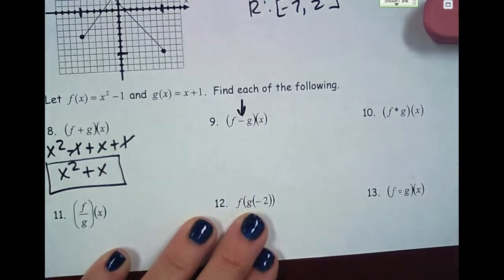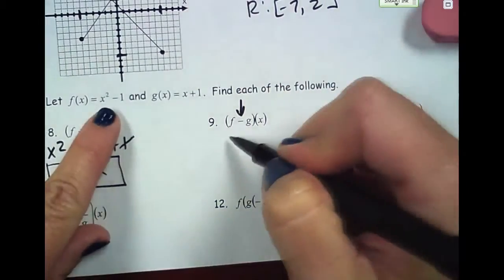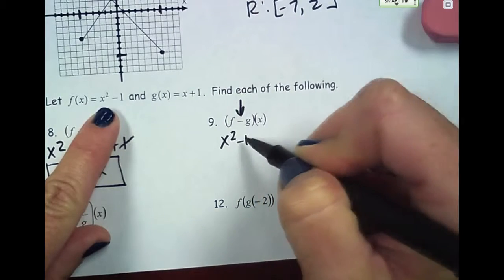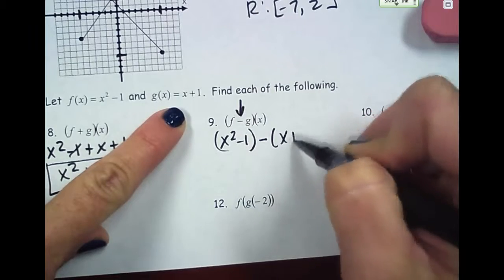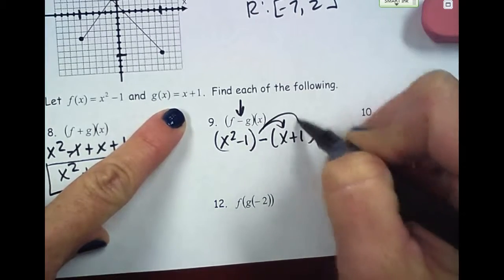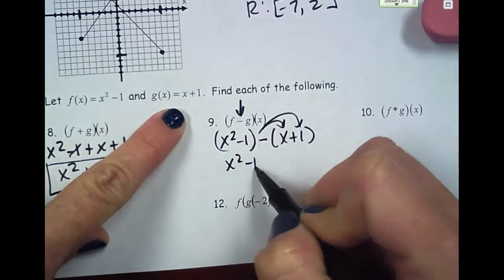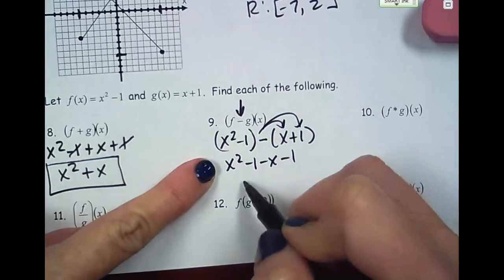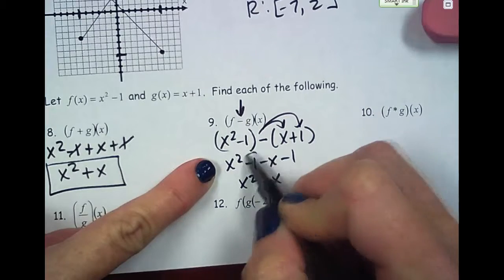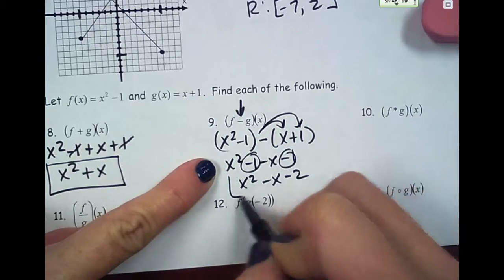The minus is the one that we did as a warm-up. It's the tricky one. So you're going to take f, which is x squared minus 1, and you're going to subtract all of g, which is x plus 1. Remember, you have to distribute that negative. So x squared minus 1 minus x minus 1, which gives you x squared minus x. You can put these together to give you your minus 2.